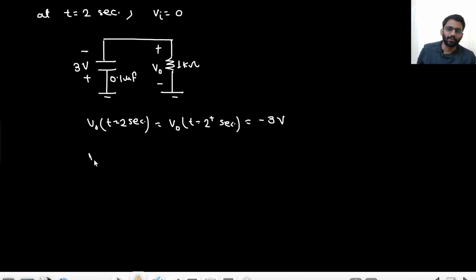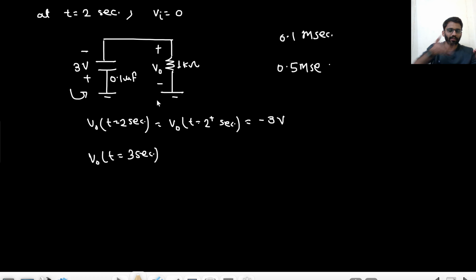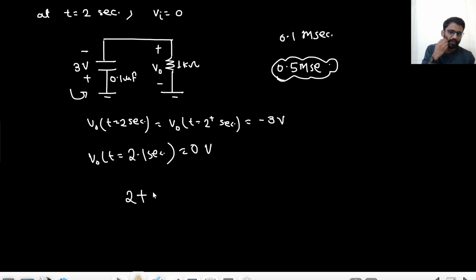Now if they had asked you what is the V naught value at t equals 3 seconds, what would be your answer? Without using the equation you will tell me. Now what will happen in this circuit? This 3 volt will get discharged, right? In how much time? 0.5 millisecond only, because the time constant is 0.1 millisecond. Even if they had asked the value of V naught at t equals 2.1 seconds, it would be 0 volt only. After 2 plus 0.5 millisecond, the V naught value will always be 0 volt.